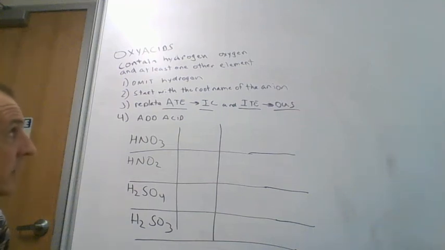Right, the other thing we need to know how to name are oxyacids, and those are acids that contain hydrogen, oxygen, and at least one other element. So it's hydrogen and then one of these polyatomic ions. So to name them, we're going to omit the word hydrogen. We're going to start with the root name of the anion. Remember, the anion is the piece that has the negative charge on it.